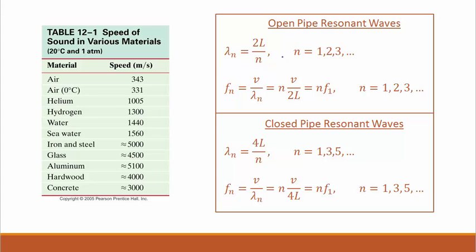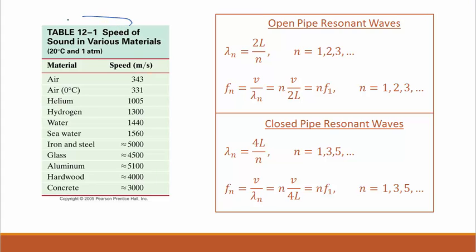Alright, here is a nice little summary of everything we talked about. So here are the equations for open and closed pipes. By saying resonant waves, I mean these are the waves that fit with either a node or antinode at each end, and they are the ones that will persist over time, because the other ones will all cancel out with their reflections, because they won't be what we call in phase with each other.